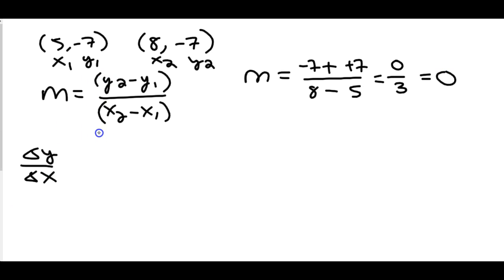But that's the method I want you to take when you're looking for the slope between 2 points. Put down your negatives first and then slowly substitute those in so you don't make any silly mistakes.